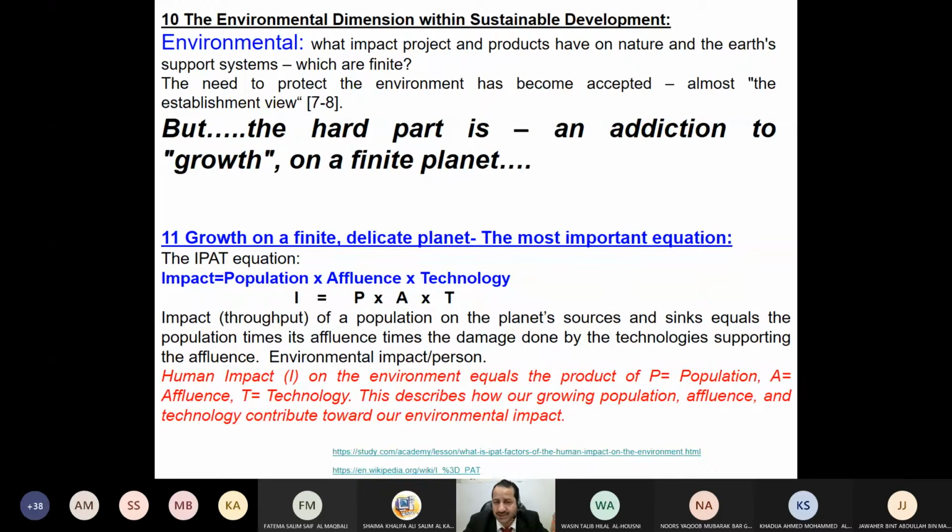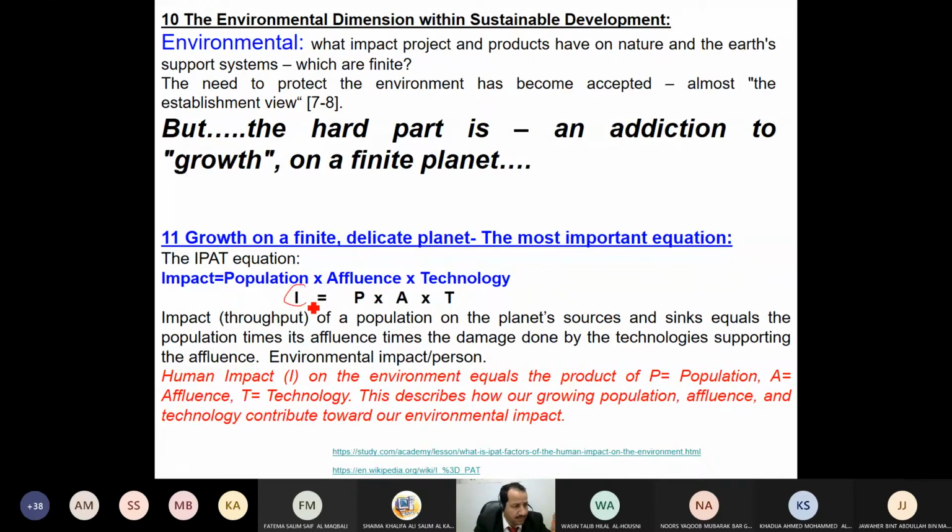How can we judge this? We need an equation at the end. As an engineer, I need an equation to judge my system in terms of environmental impact. There is a well-known equation called the IPAT equation. IPAT, as you can see here, let me bring my pen.